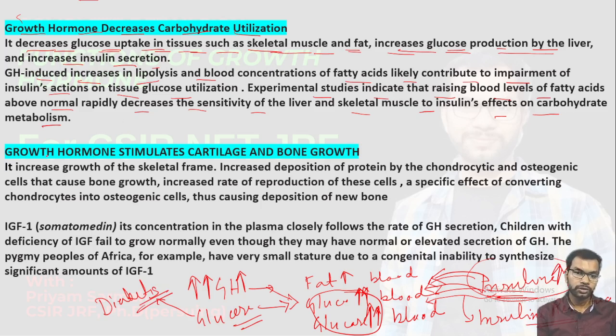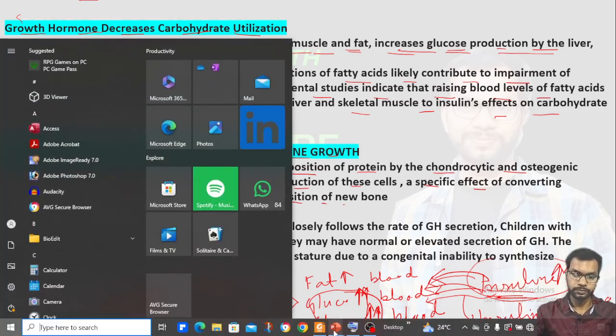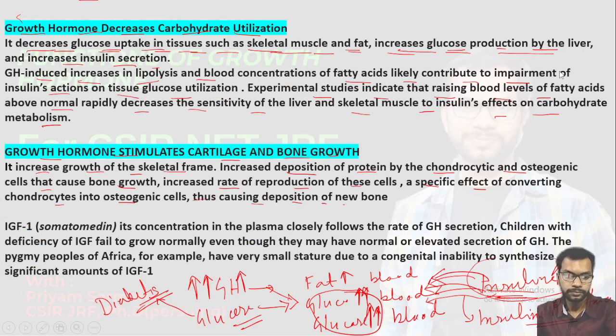Next, growth hormone stimulates cartilage and bone growth. It increases the growth of the skeletal frame, increases deposition of protein by the chondrocytic and osteogenic cells that cause bone growth, increases rate of reproduction of the cell, and has a specific effect of converting chondrocyte into osteogenic cell, thus causing deposition of new bones. So let's understand this in whiteboard. Just a second.